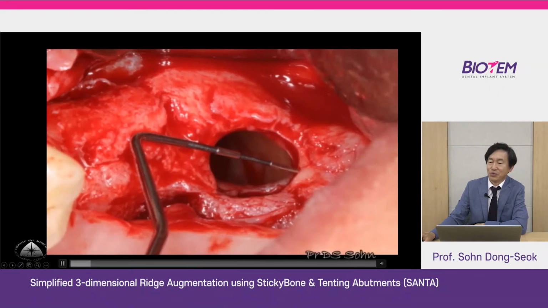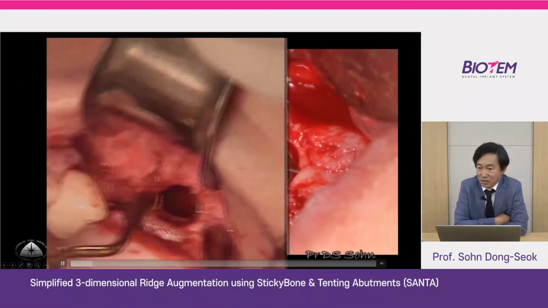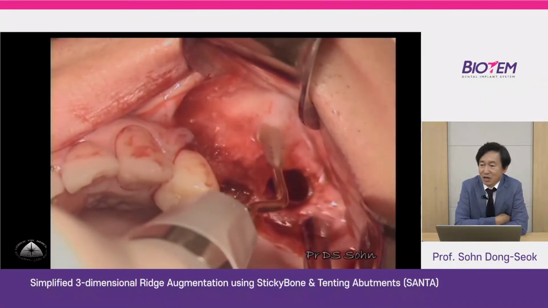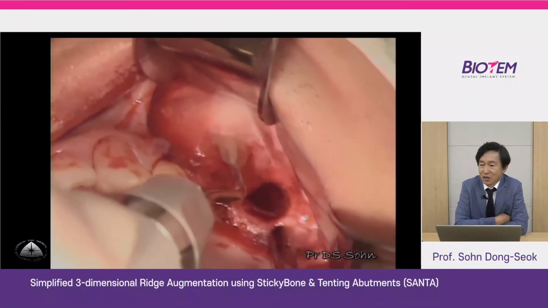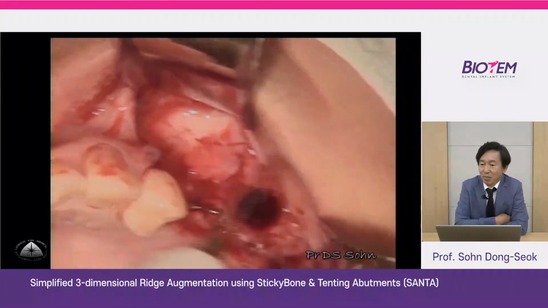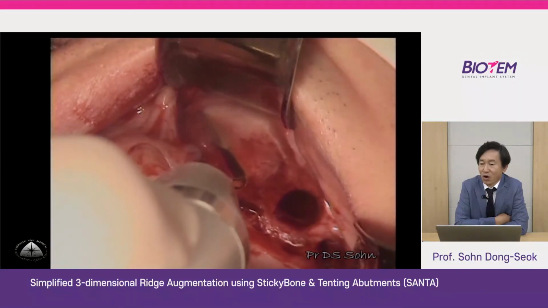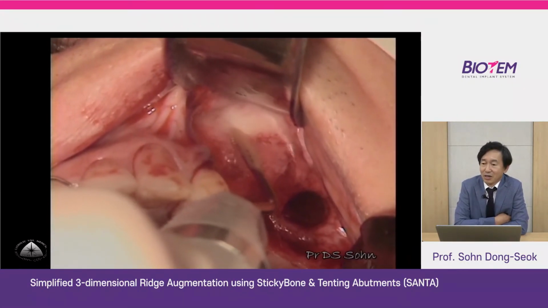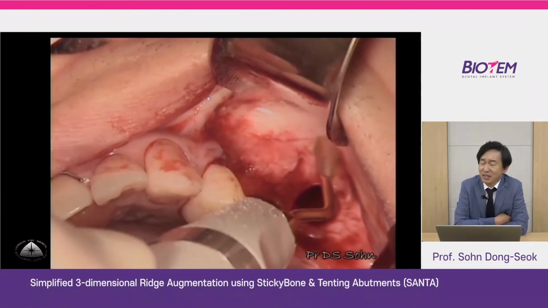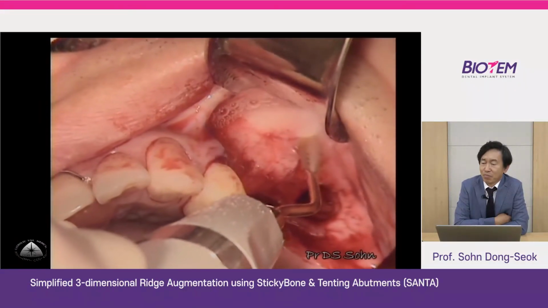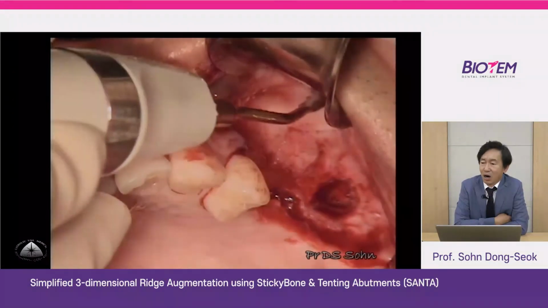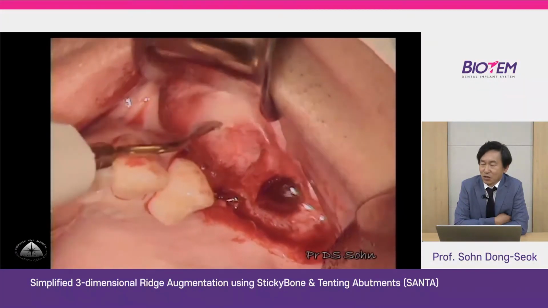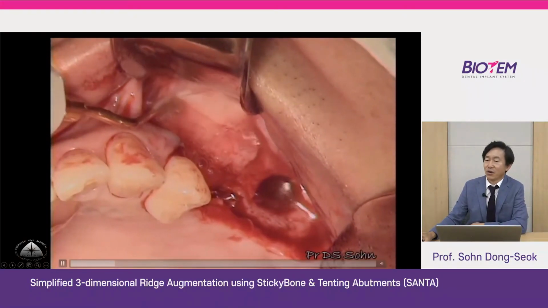Take a closer look at the huge sinus mucosal perforation. It's very risky to place bone graft material in the sinus cavity under the perforated sinus mucosa, even though a collagen barrier membrane was used for repair of the mucosal perforation. According to some studies, about 17% sinus infection was recorded under the perforated sinus mucosa.